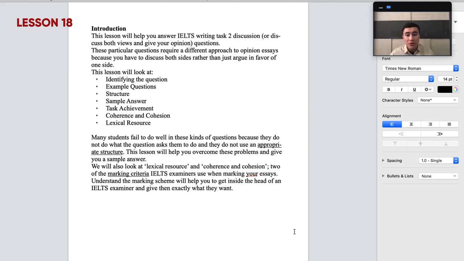We will also look at lexical resource and coherence and cohesion, two of the marking criteria IELTS examiners use when marking your essays. Understanding the marking scheme will help you to get inside the head of an IELTS examiner and give them exactly what they want. So this lesson is going to be very helpful, but for this you should focus, guys, and understand every single detail that we are covering today.